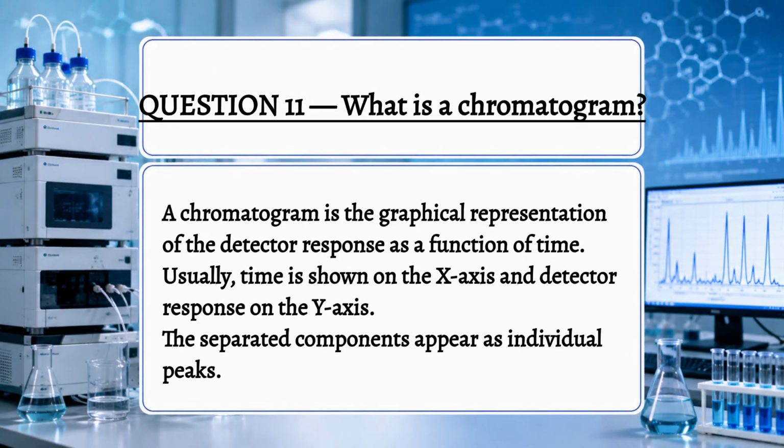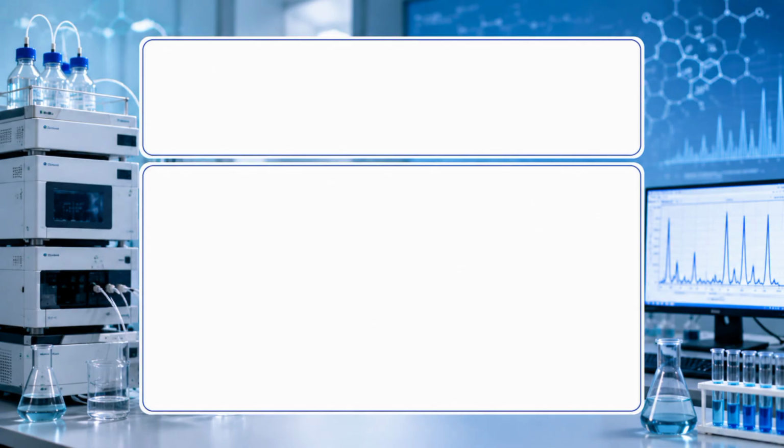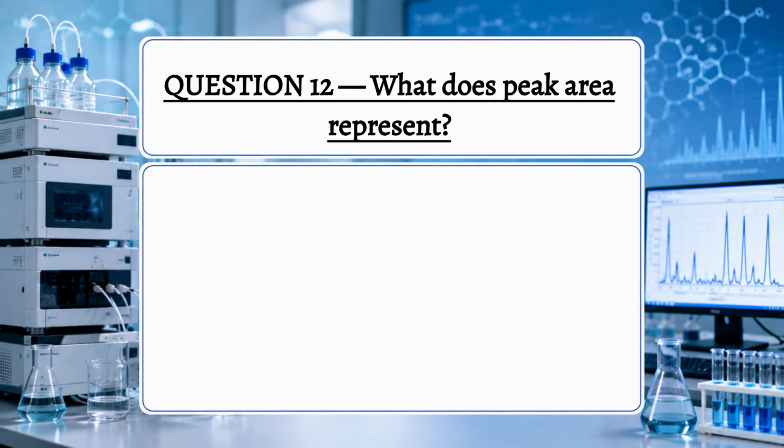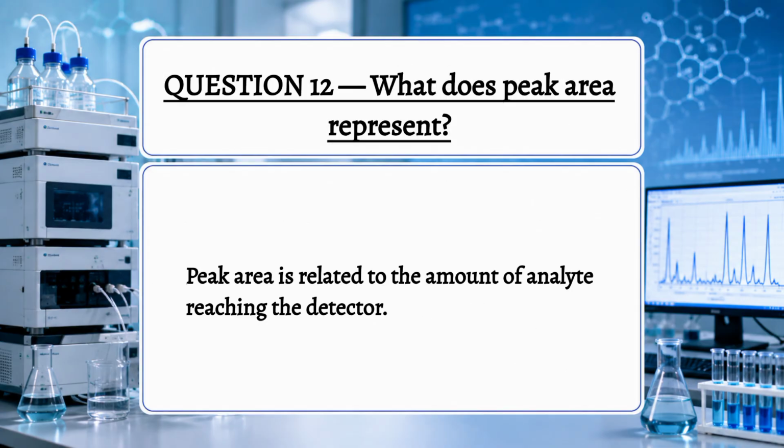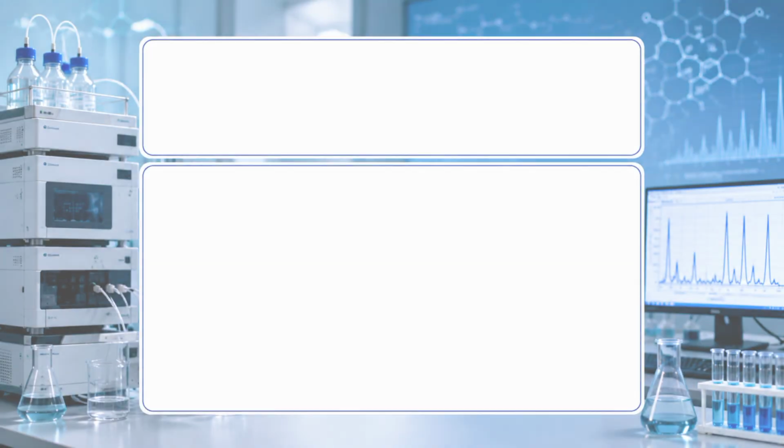Question 11. What is a chromatogram? A chromatogram is the graphical representation of the detector response as a function of time. Usually, time is shown on the x-axis and detector response on the y-axis. The separated components appear as individual peaks. Question 12. What does peak area represent? Peak area is related to the amount of analyte reaching the detector.